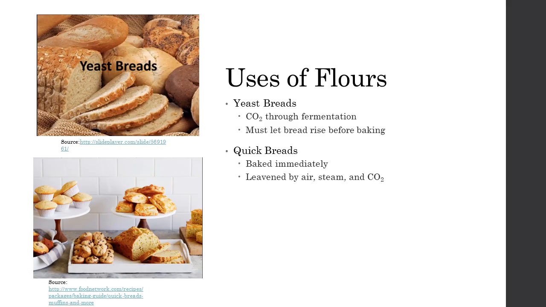Flours are used to make both quick breads and yeast breads. Yeast breads are made with yeast, which produces carbon dioxide through fermentation, and you must wait for the bread to rise before you can bake it. For quick breads, the ingredients must be mixed briefly, and you have to bake them immediately. They are leavened through air, steam, and carbon dioxide.